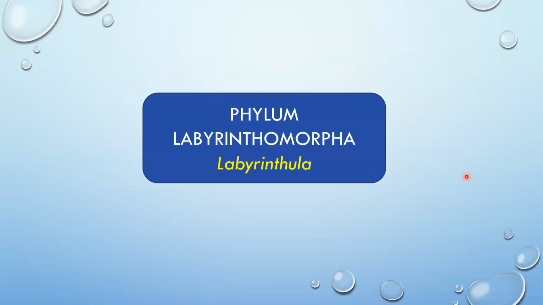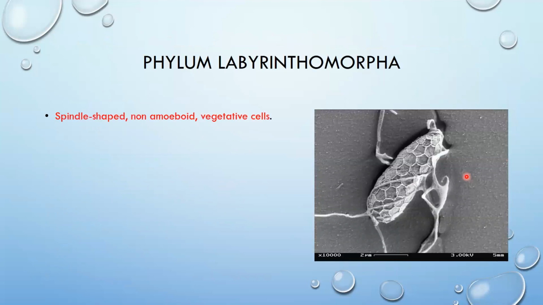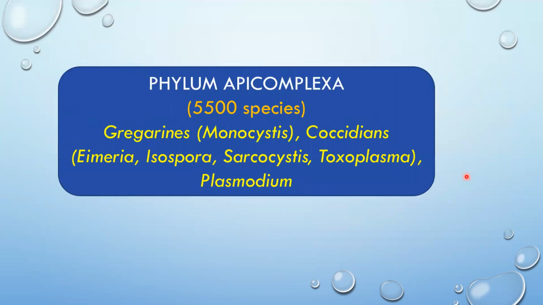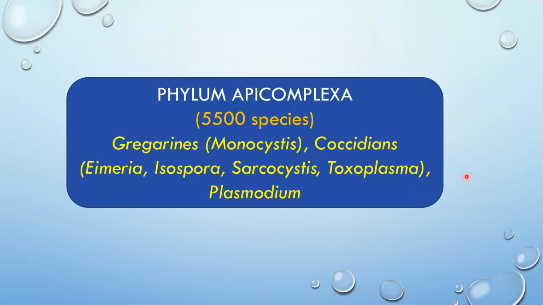Now, the phylum Labyrinthomorpha. They are spindle-shaped, non-amoeboid vegetative cells showing gliding motion, and most members are marine. Some are saprozoic or parasitic on algae or seagrasses. Phylum Apicomplexa with 5,500 species, including gregarines, Monocystis, coccidians, Eimeria, Isospora, Sarcocystis, Toxoplasma, and Plasmodium.